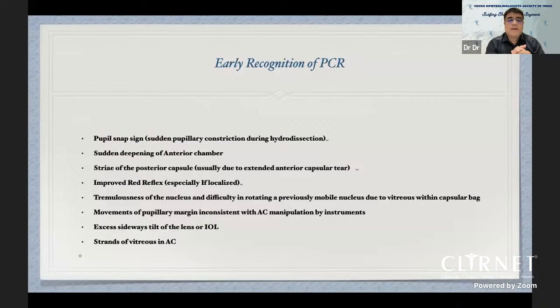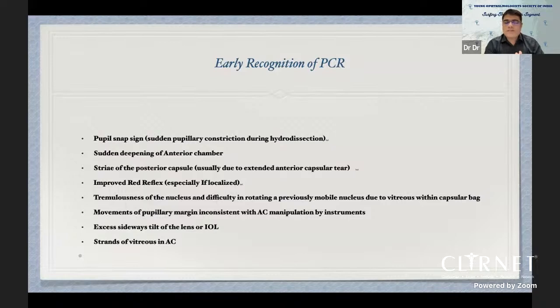And there may be increased red reflex, especially if there is a localized posterior capsule rupture. And you'll realize that the tremulousness of the nucleus has increased, and there is difficulty in rotating a previously mobile nucleus, because now if vitreous is there, it will clog the phaco handpiece, so the pieces won't keep coming into the phaco handpiece, and the nucleus also stops rotating as it was previously rotating.